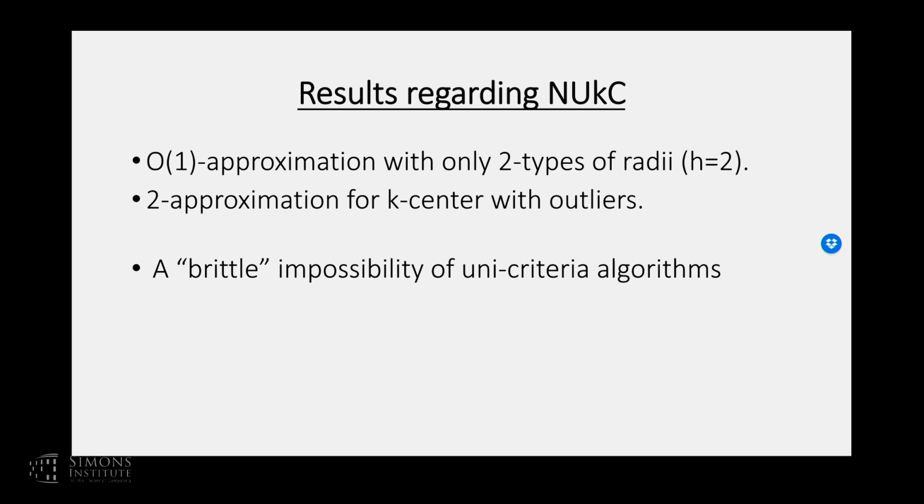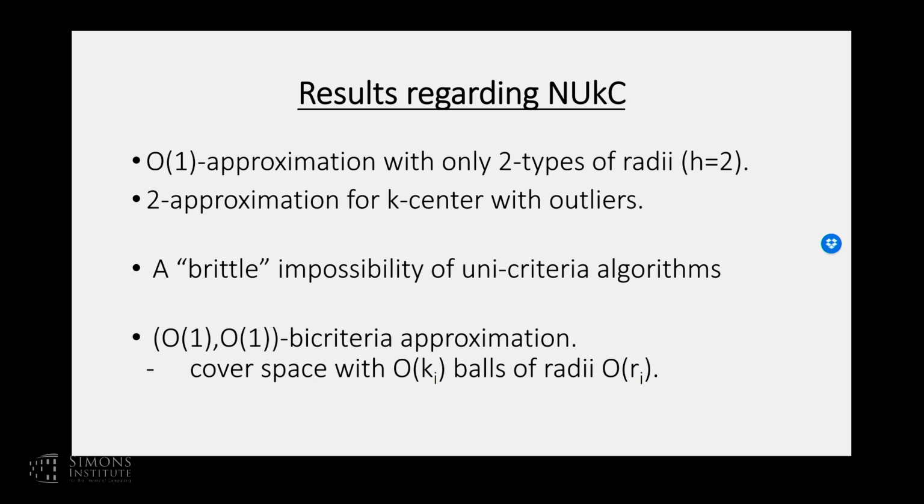So when you have an impossibility of unicriteria result, you'd like to see if you can do anything bicriteria. What does bicriteria mean? Can you open more centers and get an algorithm? And that we can. So we can get an order 1 bicriteria approximation, which means that I can open order k_i centers of type i, and each of them will also violate the balls of radius order R_i. So there will be a constant. I'm not going to talk about this. This takes more work, but I'm going to show order log star n, order 1.